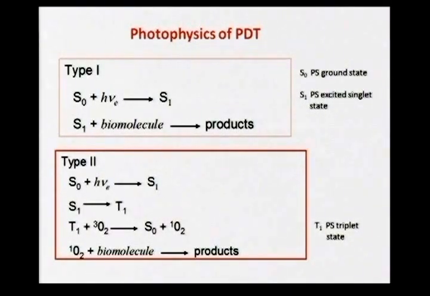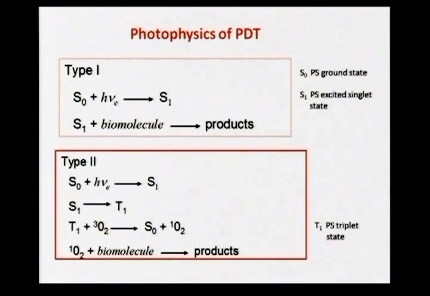Type 2, which is the involvement of singlet oxygen: the ground state of the sensitizer absorbs the light, is excited to a singlet state. But now the singlet state undergoes a transformation, intersystem crossing, by spin flipping one of the unpaired electrons into a triplet state. And because ground state oxygen is also a triplet state, the triplet of the sensitizer can transfer energy to the ground state oxygen. That is allowed by quantum mechanics.